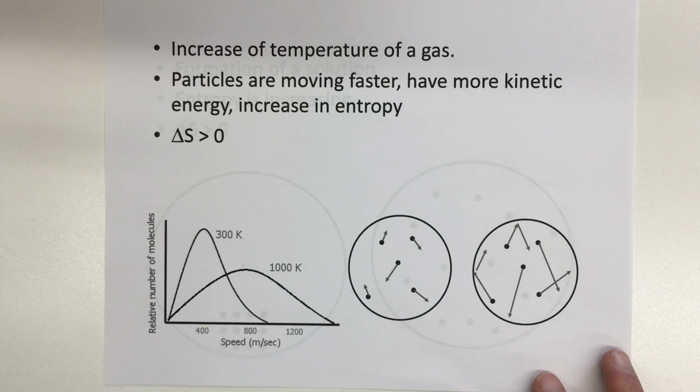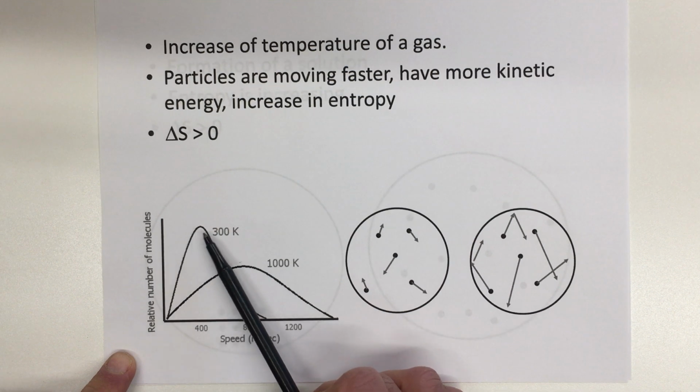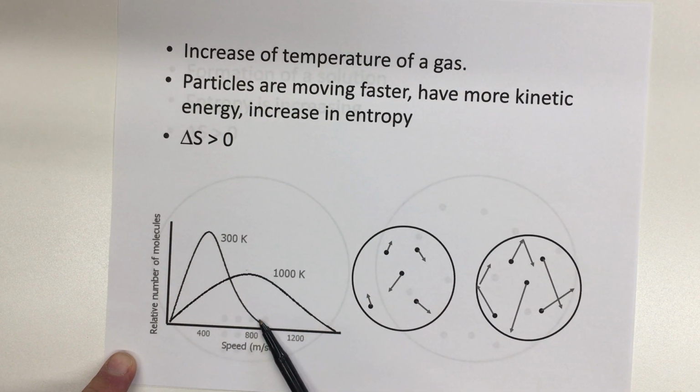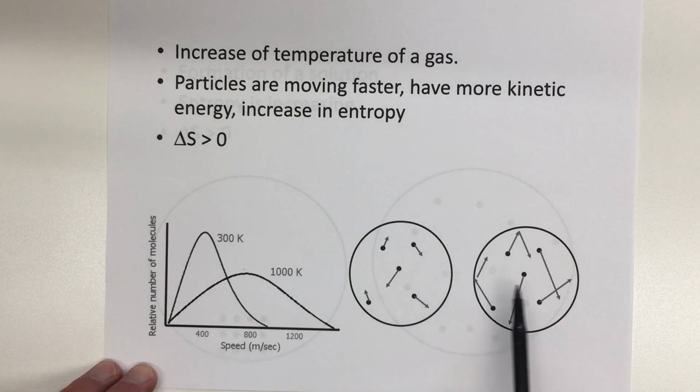When we increase the temperature of a gas, we increase the kinetic energy of the particles. The particles are moving around faster, and when they're moving faster, they have more entropy. So you can increase the entropy by heating up a gas. Here we see the distribution of the speed of the particles at a low temperature, 300 Kelvin. If we heat it, we shift the whole curve to the right, so more of the particles are moving faster. They have more kinetic energy on average. Here they're moving slow, here they're moving fast.